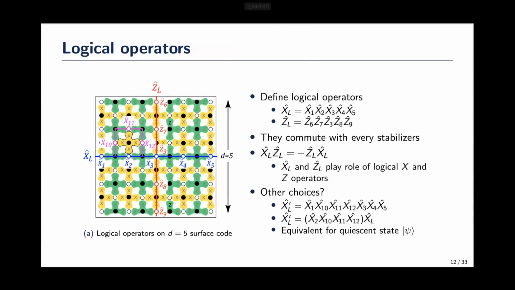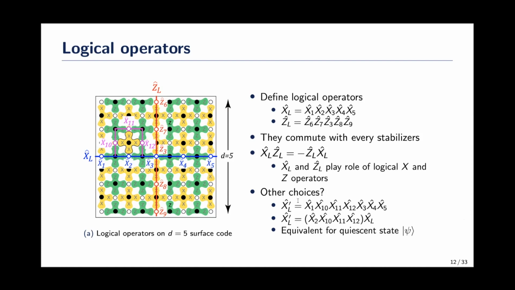Since the quiescent state is a qubit state, we can define logical X and Z operators. These operators should commute with all of the stabilizers. We define the logical X operator as a horizontal line of X operators and Z_L as a vertical line of Z operators. You can see that these logical X and Z operators anti-commute, so they can play the role of logical X and Z.